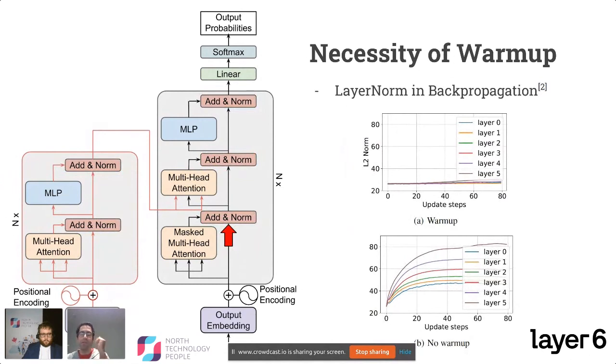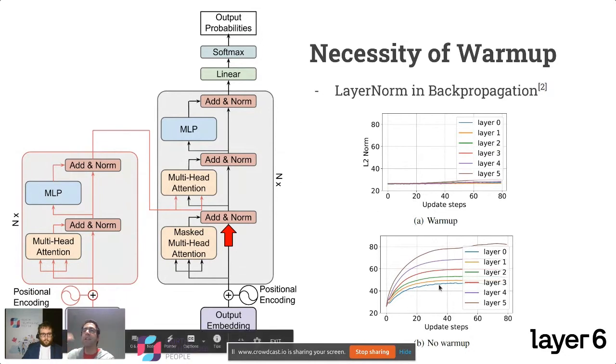We also saw this from the experimental point of view. We trained a 6-layer transformer with no warm-up, and we saw that as you go through the forward pass, the signal increases, and that forces the signal to decrease in the lower layers in the backpropagation.